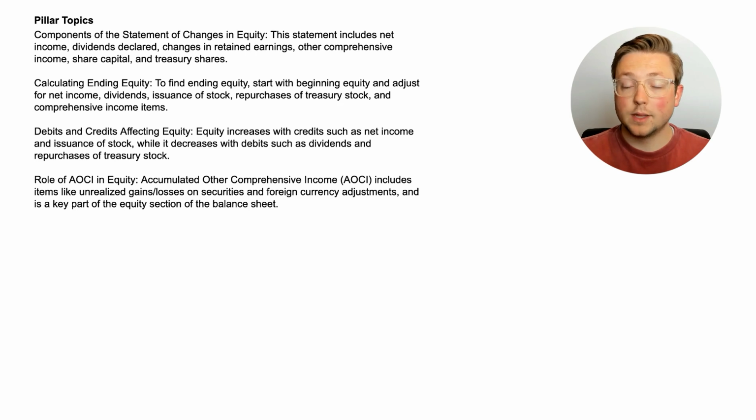And then finally, accumulated other comprehensive income. We've talked a whole bunch about other comprehensive income in the past couple videos. That includes items like unrealized gains or losses on securities and foreign currency adjustments, and is a key part of the equity section of the balance sheet. So AOCI, accumulated other comprehensive income, is where all other comprehensive income flows into, and then that is shown on the equity part of the balance sheet, or it's shown in the statement of changes in equity. And with that, those are the pillar topics for this video.